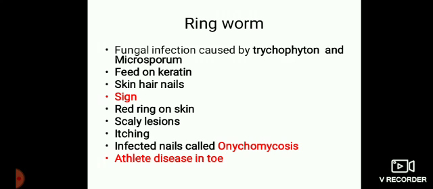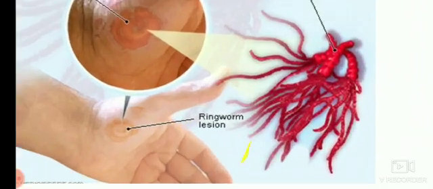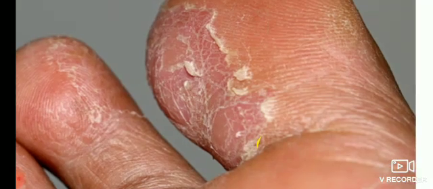Ringworm. This is a fungal disease, not a worm. Fungal infection caused by trichophyton and microsporum. They feed on the keratin of skin, hair and nails. Red patch occurs over the face or anywhere on the skin. Scaly lesions and severe itching. Skin becomes whitish, powdery. If the nails are infected, they show abnormality, and that is called onychomycosis. Athlete's foot, a disease of the toe. You can see here the ringworm. Then this is the causative agent microsporum. This is athlete's foot disease.